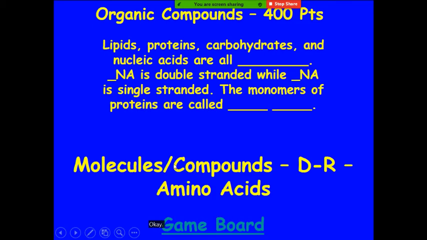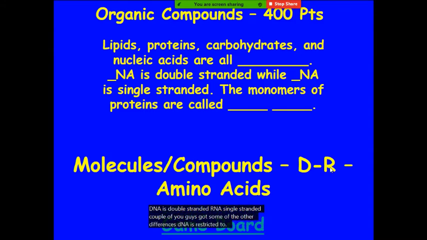Okay, they're called molecules or compounds, or specifically organic molecules, organic compounds. Okay. DNA is double-stranded. RNA is single-stranded. A couple of you guys got some other differences. DNA is restricted to the nucleus. RNA, messenger RNA, that is, can be in the nucleus and at the ribosome, okay, where proteins are made.